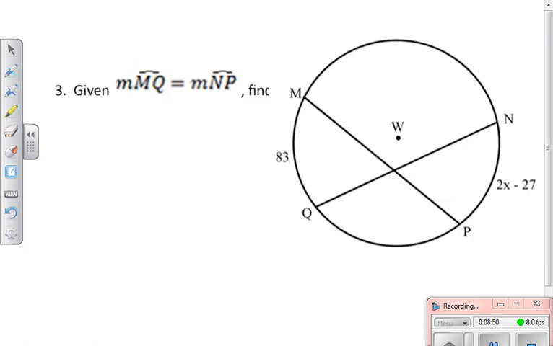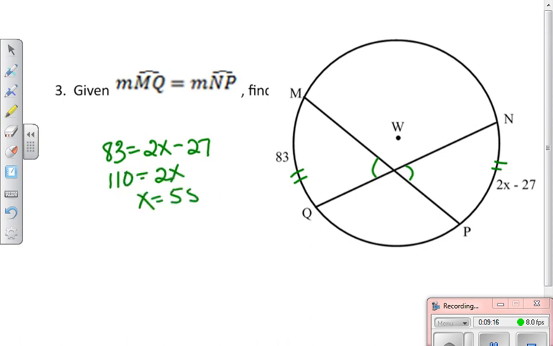Let's look at one more example. Given that this arc and this arc are equal, find x. This is a matter of vertical angles. Everything is lining up. If the arcs are equal, I simply set the expressions for those arcs equal to each other, add 27 to both sides, divide by 2, and x is 55.